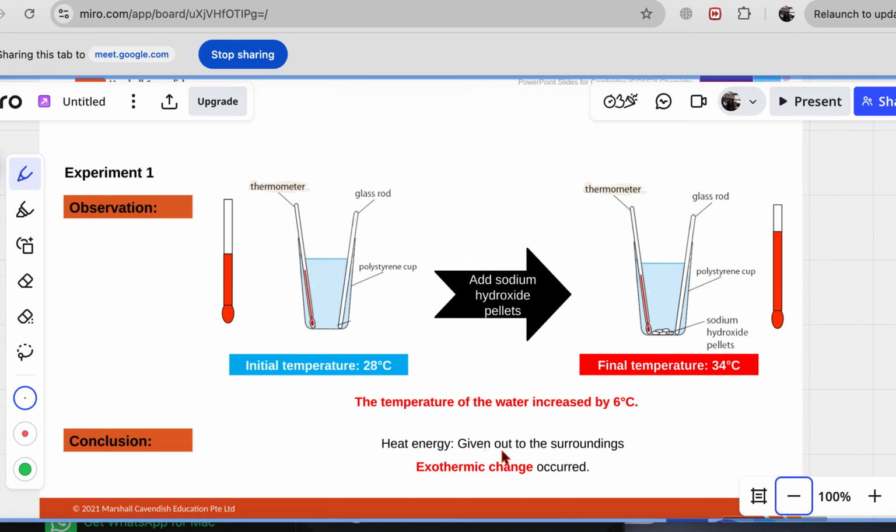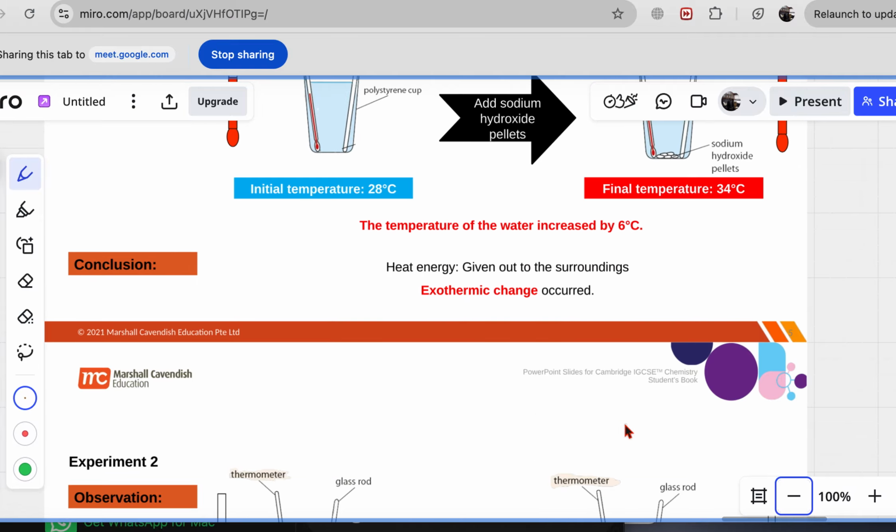Heat energy is given out to the surrounding. Because the temperature has increased, it means heat energy is given out from here to the surrounding. So the reaction is an exothermic reaction, because heat energy is given out to the surrounding.